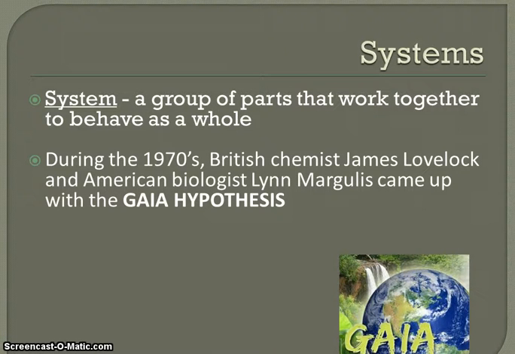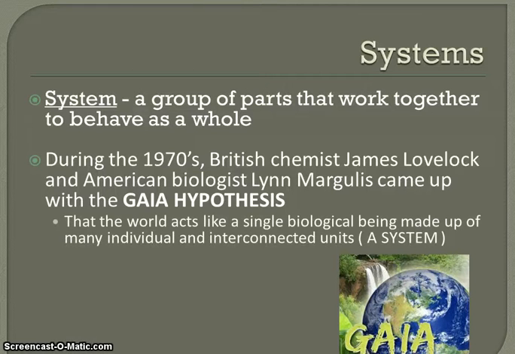We can think of the Earth as a system or as a living being as well. In the 70s, James Lovelock, a British chemist, came up with the idea of the Gaia hypothesis. Gaia was the Greek goddess of the earth, but it's the idea that the earth is like a single biological being, kind of like a human, that's made up of individual and interconnected units.